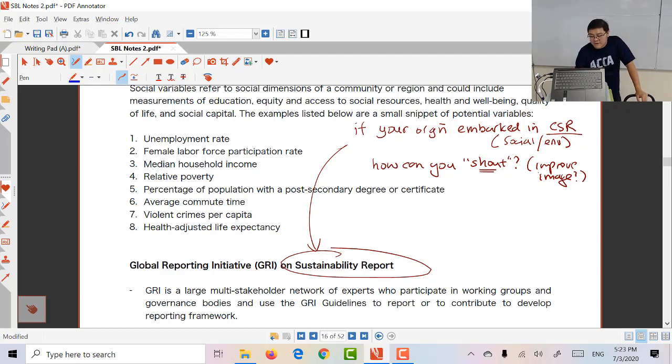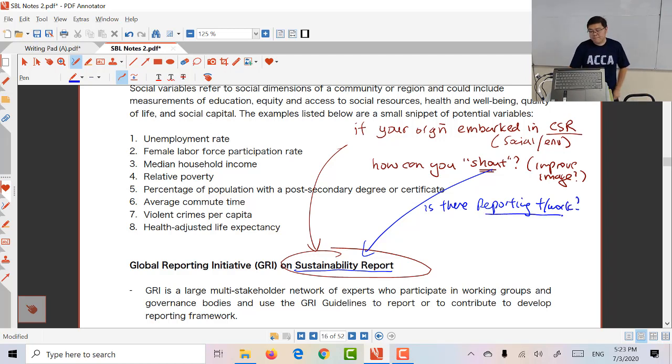Okay, so if you want to come out with a report, the next question is, is there a reporting framework that guides the way how the report is being structured? You know, financial statement you cannot simply do, right? Because you have what that governs financial statement? Yeah, then you have your IFRS that tells you this is what you must do in treating all the things, right? So you have a framework that tells you financial statement looks like this.